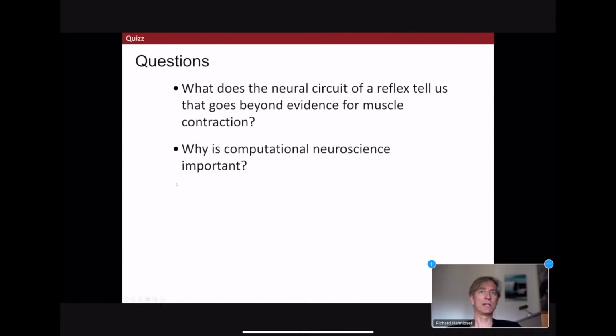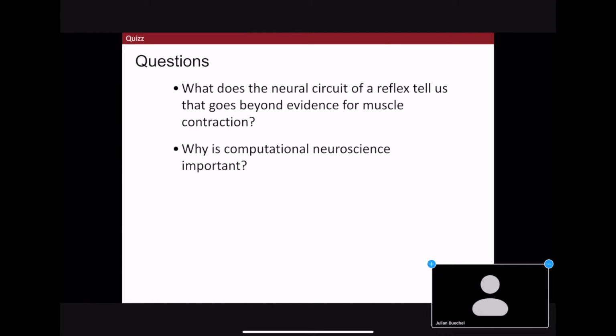And so what do you think? Why is computational neuroscience important, and why will it be even more important in the future? That's one of the questions. There's no clear right or wrong answer, but it's something to think about. I would argue that it's nice to have a rigorous mathematical computational model for mechanisms.